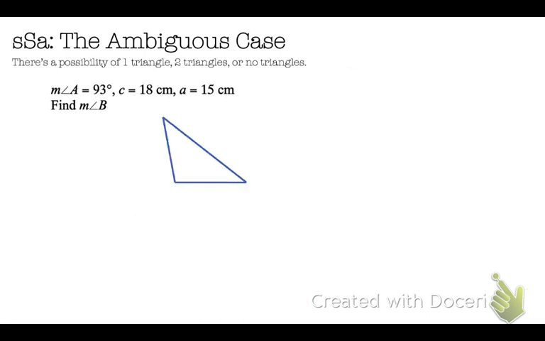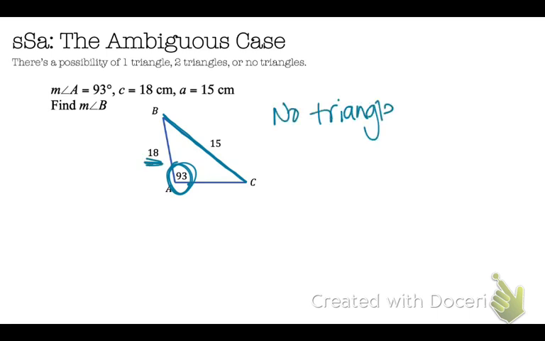Okay, let's do one more case. So in this one, angle A is 93, C is 18, and A is 15. Again, this is the biggest angle. This should be the biggest side, but it's not. This is the biggest side, which tells me there is no triangle possible here.